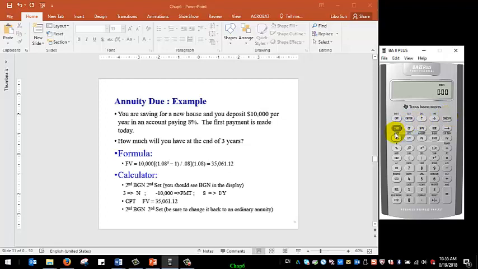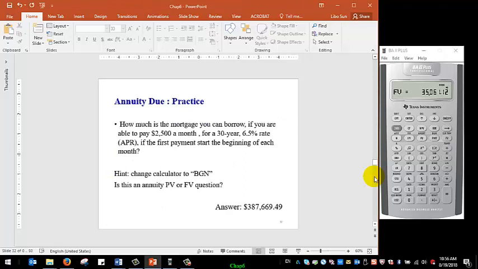Let's do this question again. Clear everything, clear time value of money. 3 into N, I/Y is 8%. Then we have 10,000 into payment, then compute FV. Okay. Here is a practice for you to try your second set.